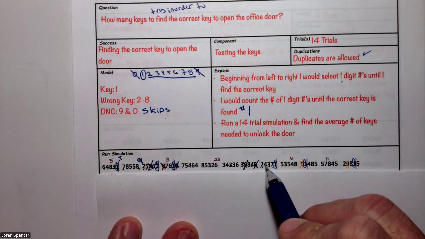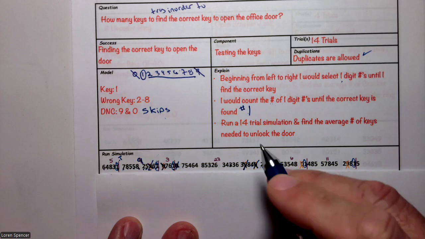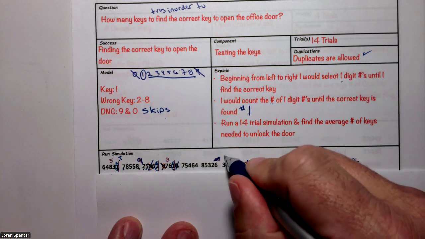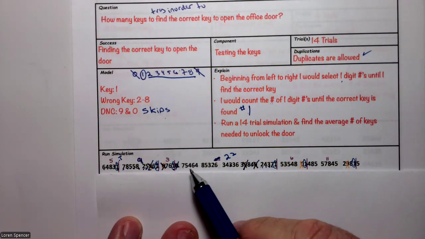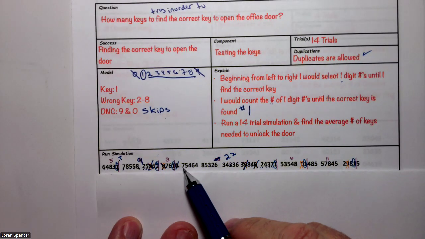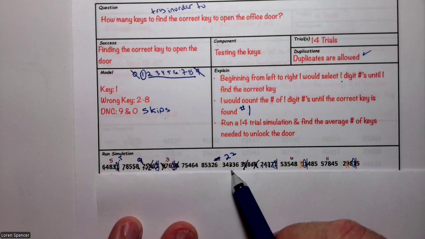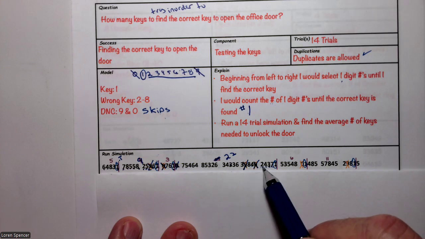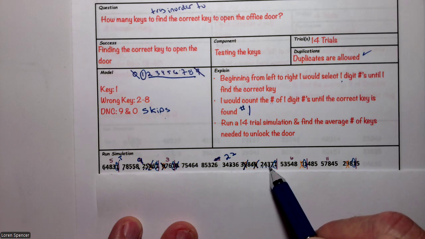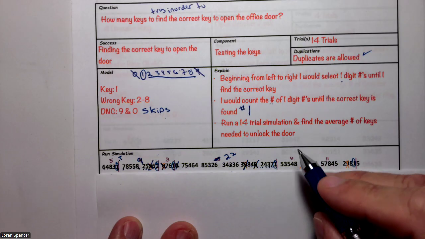16, 17, 18, 19, 20, 21, 22. I think that should have been a 22. I think that's a mistake. So let's try that again. 5, 10, 15, 16, 17, 18, 19, 20, 21, 22 keys.